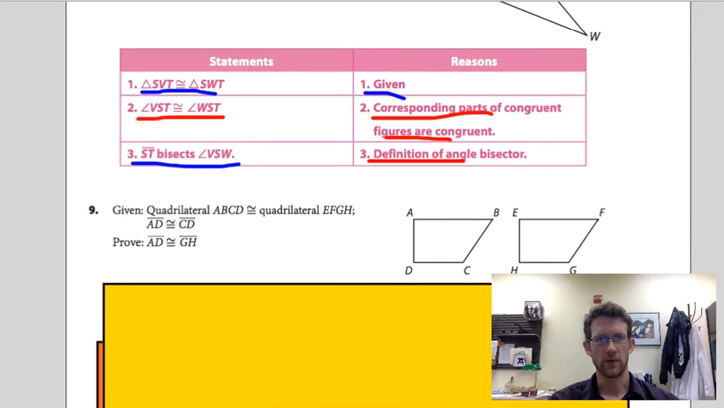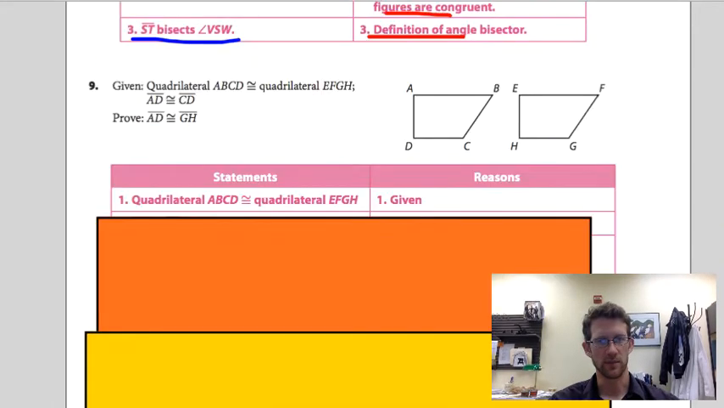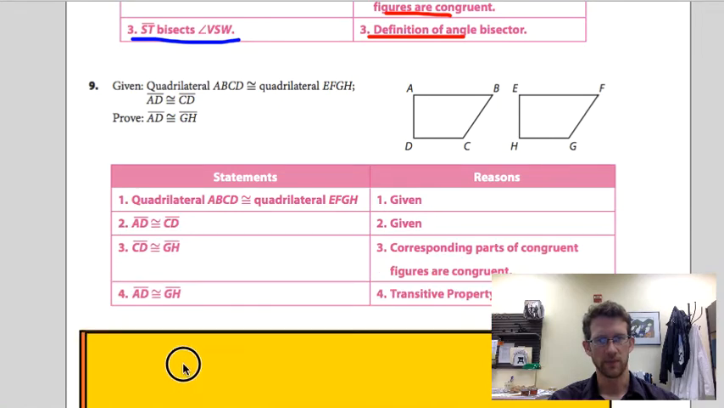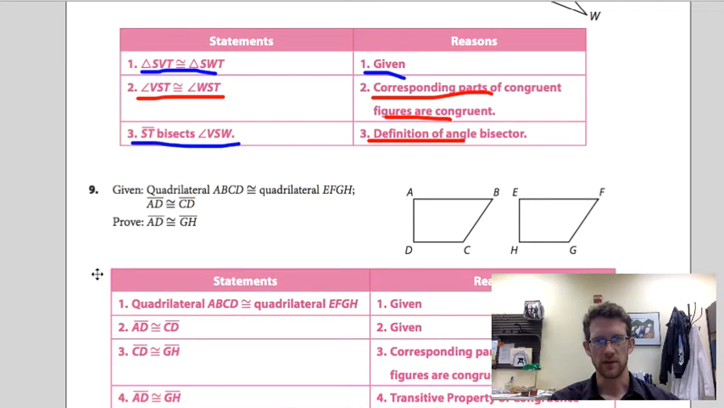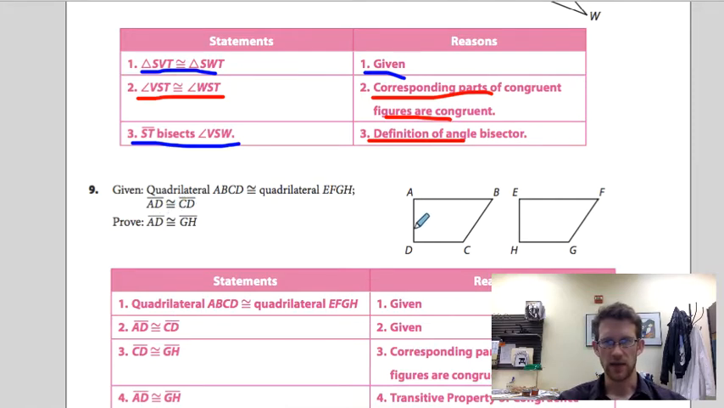Number 9, we're going to do something very similar to our second example. On number 9, oh, I should have done another pause. That's okay. Same sort of deal though. We have two givens here. We have quadrilateral ABCD is congruent to quadrilateral EFGH, ABCD, and then we have EFGH. We know that that's a given.